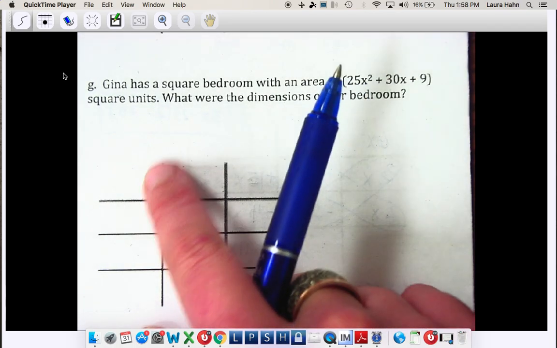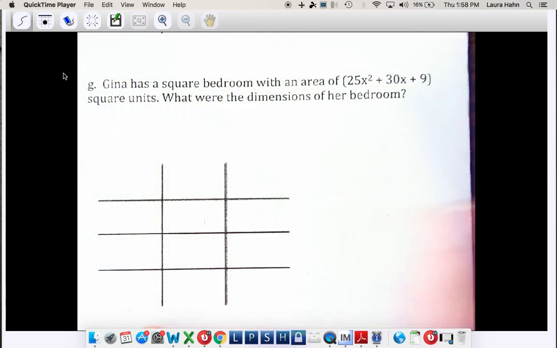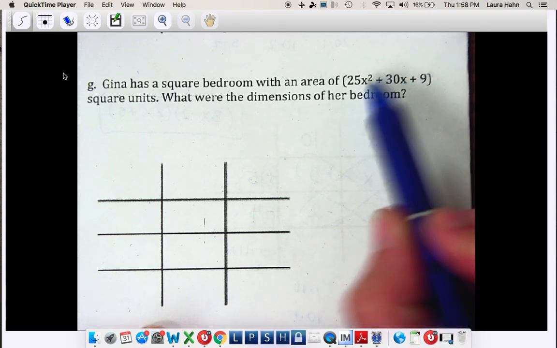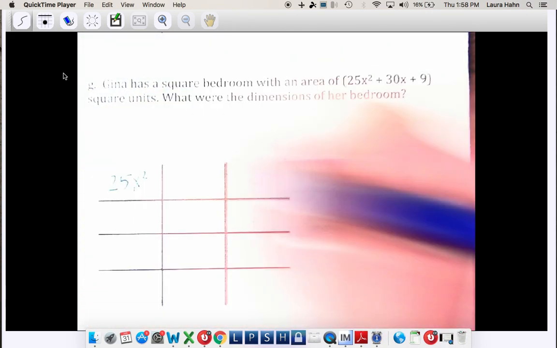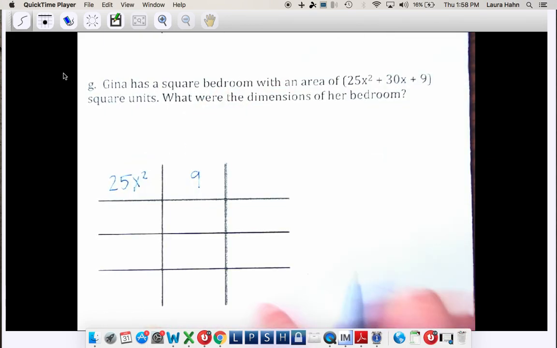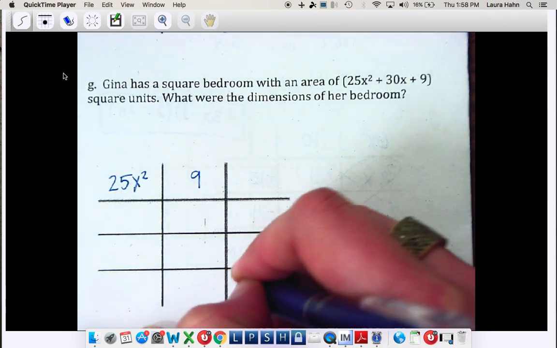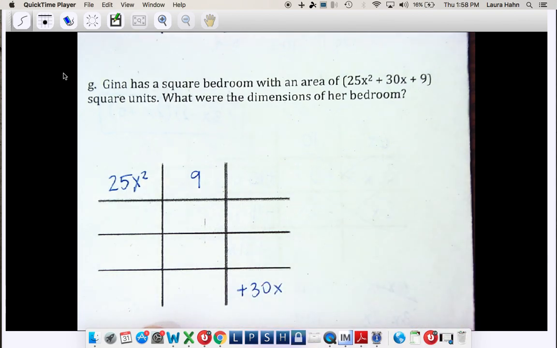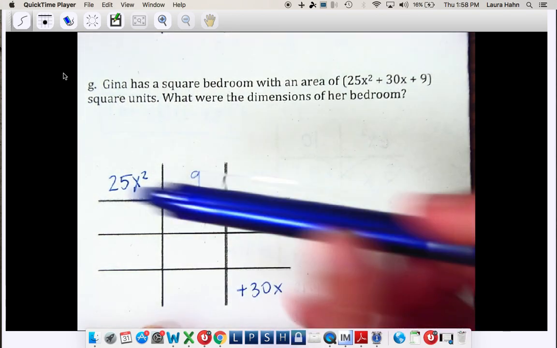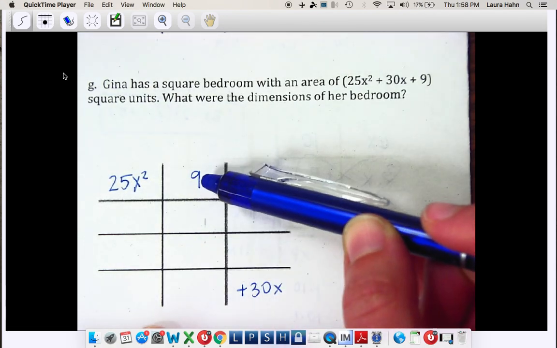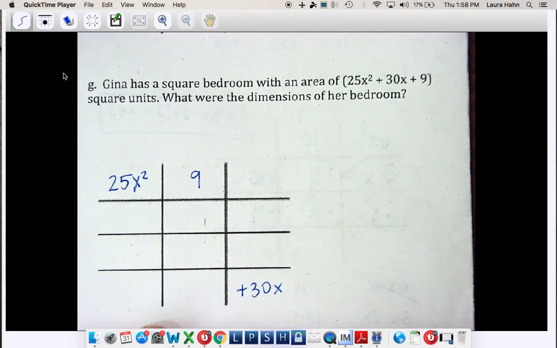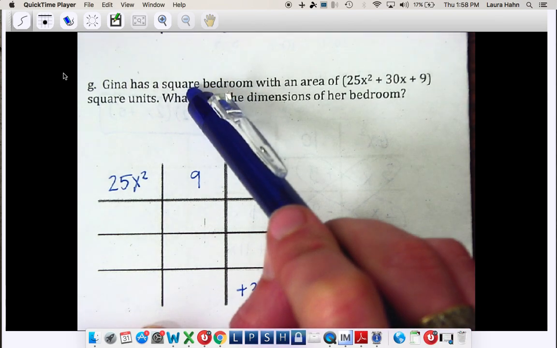Okay, so Gina has a square bedroom, and it gives me the area, it gives me my trinomial. So let's plug these in where they go. 25x squared. The last term, 9, goes here. The middle term with its sign, plus 30x. Okay, it doesn't give you either one, but remember, this times this should give you 25x squared. This times this is 9, right? Okay, well, the cool thing it told me is that her bedroom is a square.